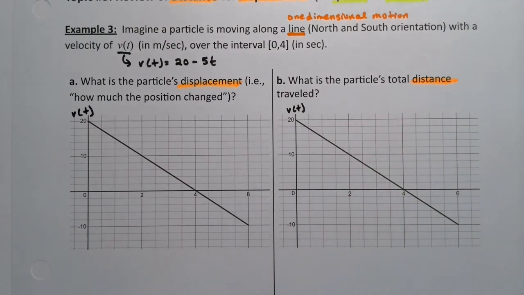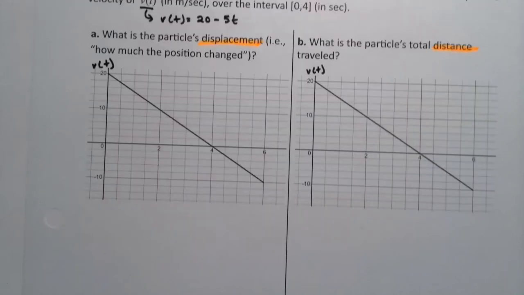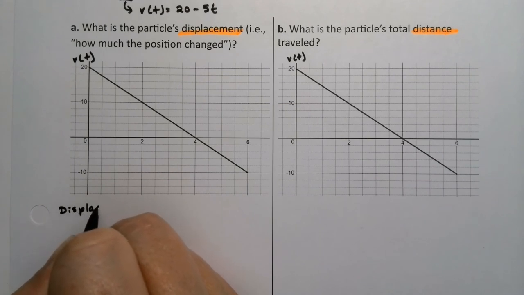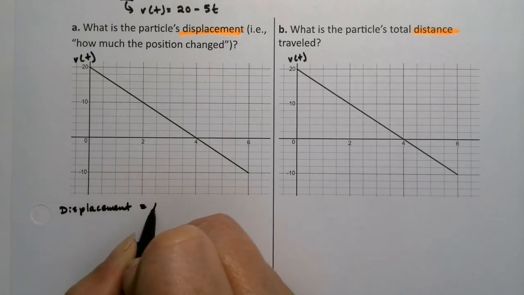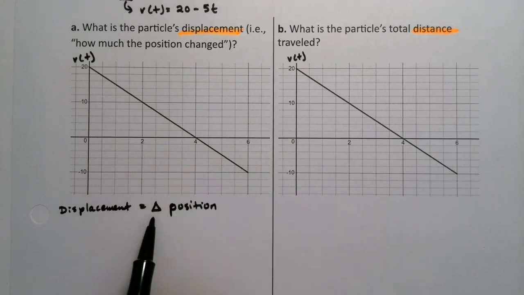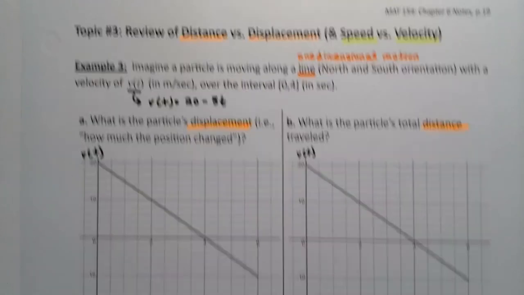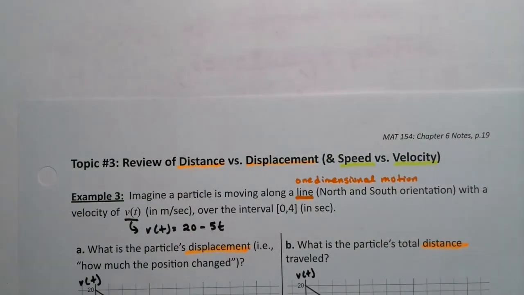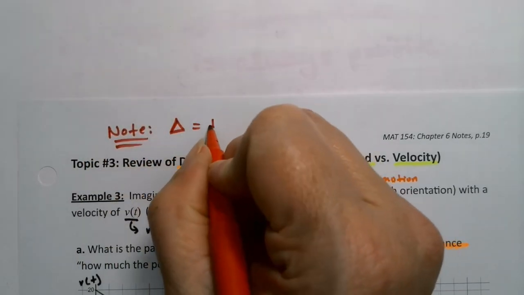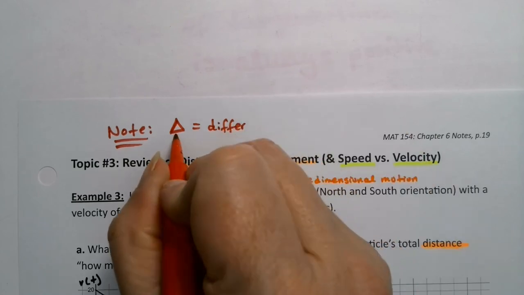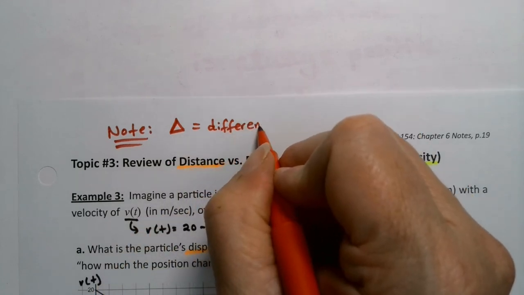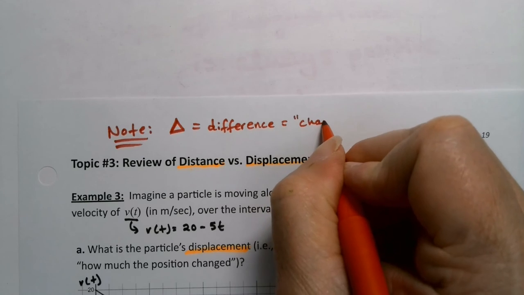Now we should have learned this hopefully in Calc 1, but this should be just a review, but if not, let's go over it. Displacement is the change in position. Oh, and the delta sign means change. Delta, just to make a little note for you here real quick. Delta means difference. Delta is the Greek letter for D. D for difference, right? So difference, which means change.